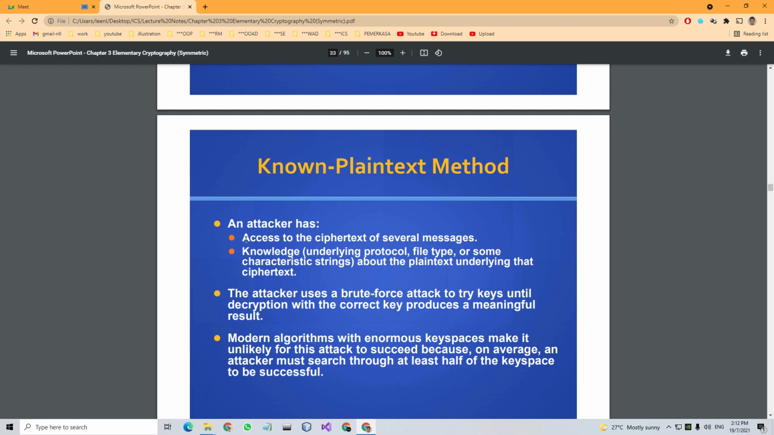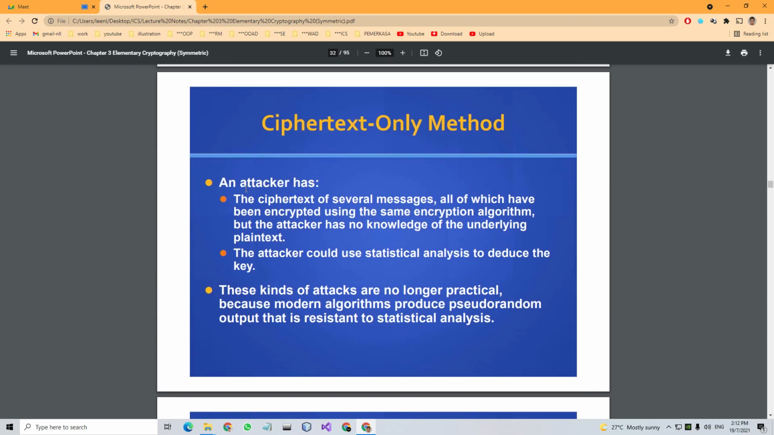Kelvin, can you share with us what you understand by the ciphertext only method? They use a lot of messages that use the same encryption, and then compare and decode them.